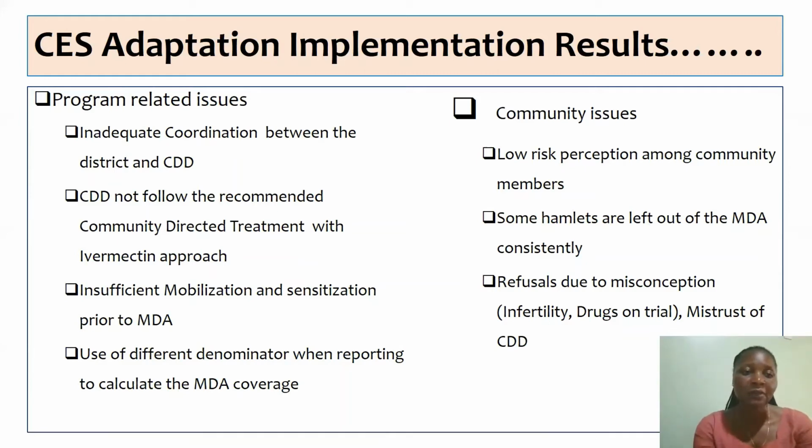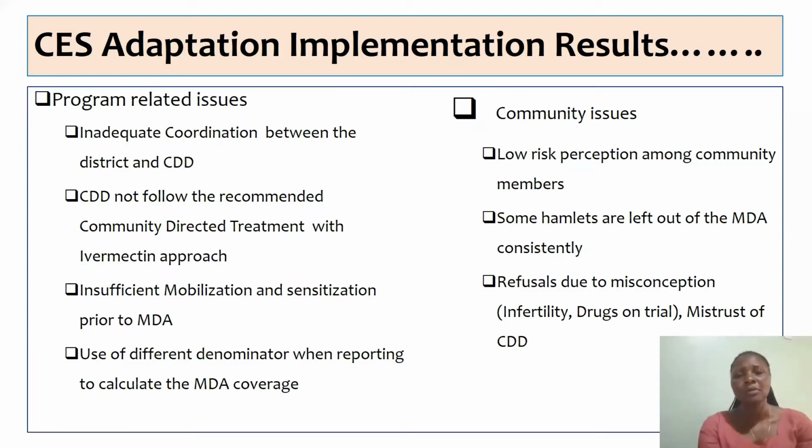For the programmatic related findings, it was observed that there was inadequate coordination between the district and the CDDs. Also, it was reported that CDDs do not follow the recommended community-directed treatment with ivermectin approach, and also there was insufficient mobilization and sensitization prior to MDA, thus many people were not informed of the ongoing activity. And it was observed that there was discrepancy in the use of the denominator when calculating the MDA coverage.